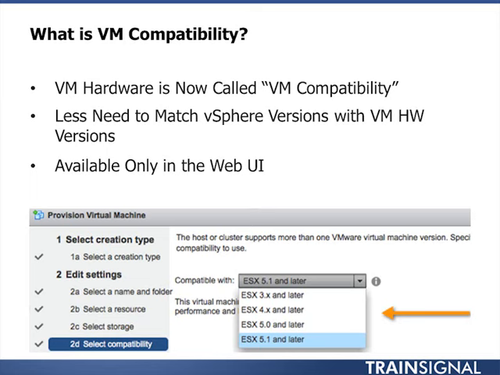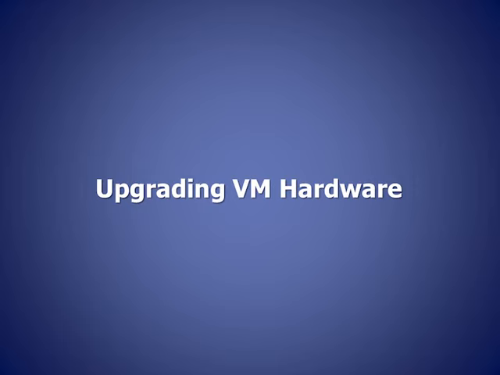This means that there's no need to match vSphere versions with virtual machine hardware versions, but this is only available in the web user interface. And when I go and show you how to create a new virtual machine here in just a second, and some of these new features, you'll see this new virtual machine compatibility nomenclature. So how do you upgrade virtual machine hardware? Well, let's go find out.